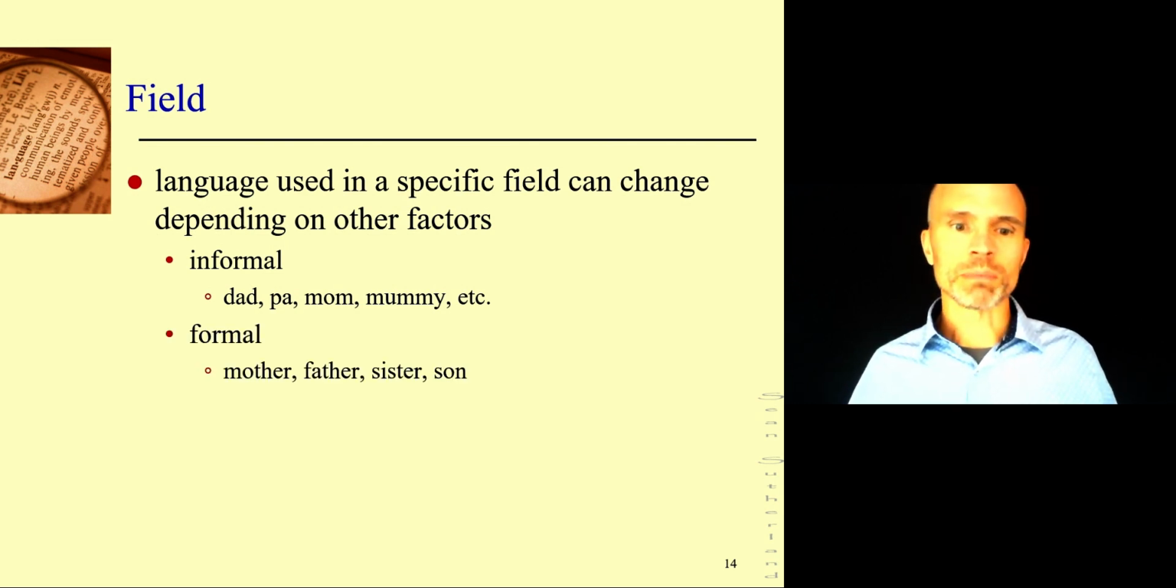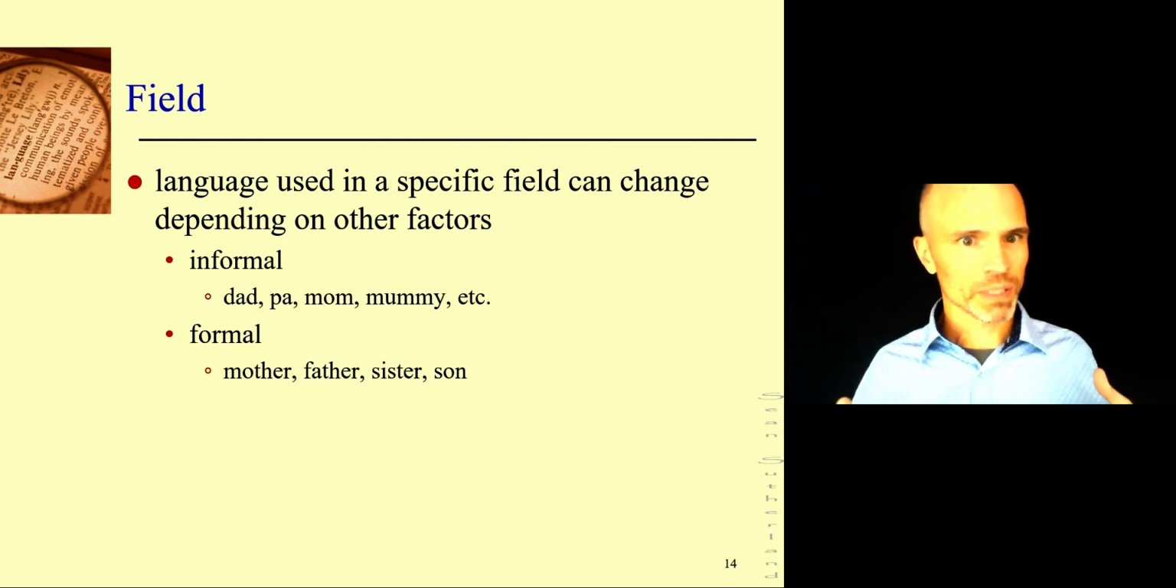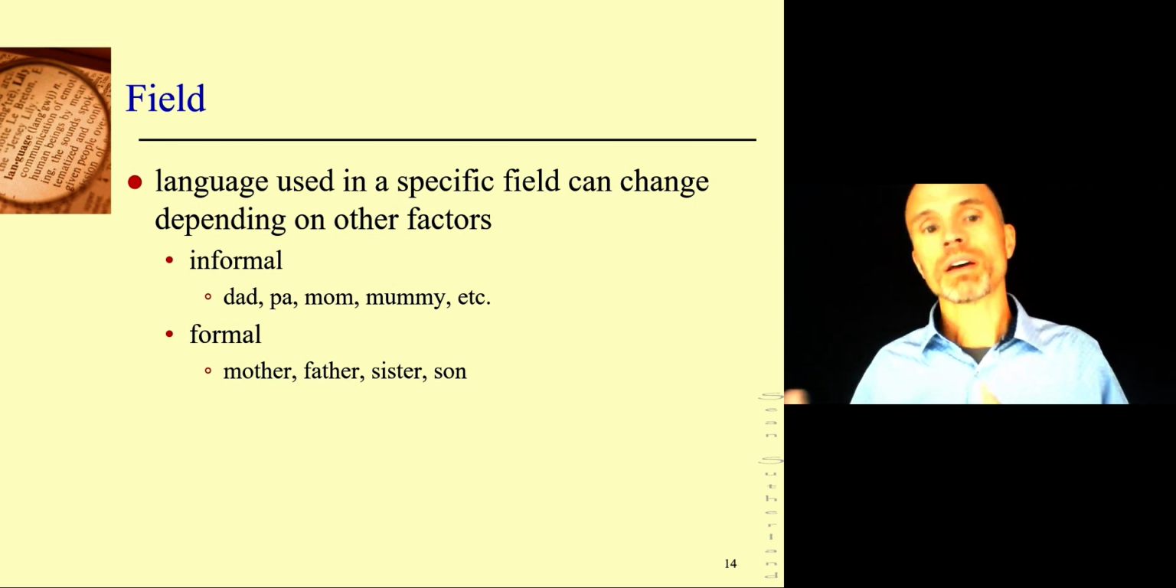Whereas more formally, you might use terms like mother, father, sister, son. So you can see now that these tell us about the field. What are we talking about? But they overlap with discussions of tenor. What about the relationship between the participants?